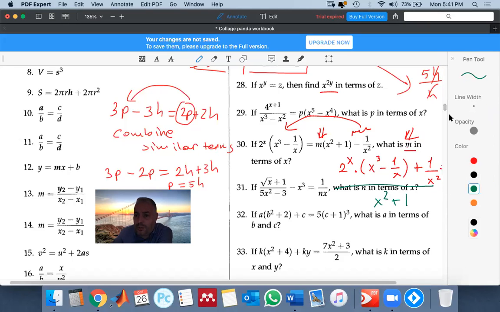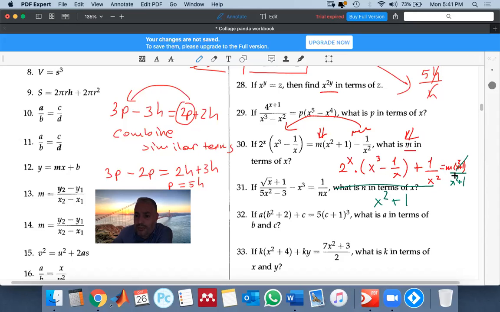Right now, this and this simplify. M is equal to this one. This is the answer, finished. That's it.